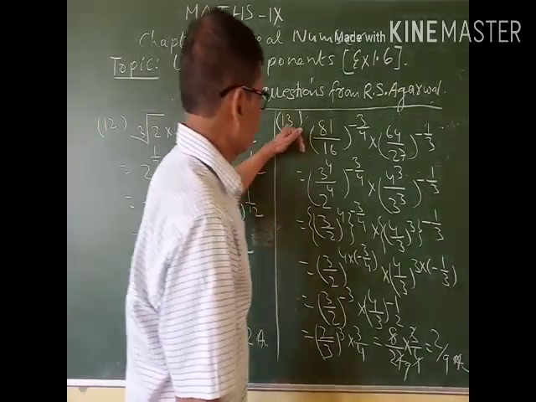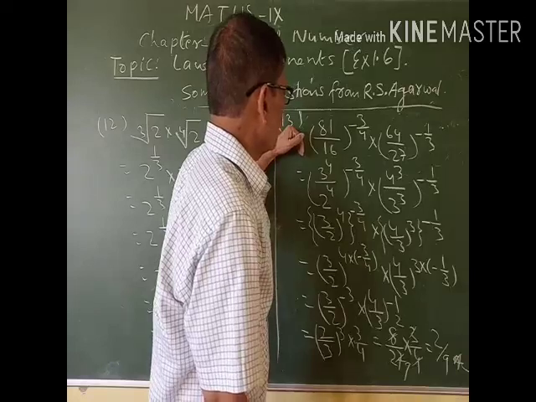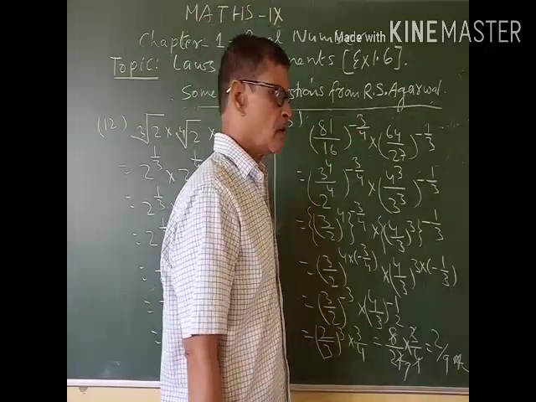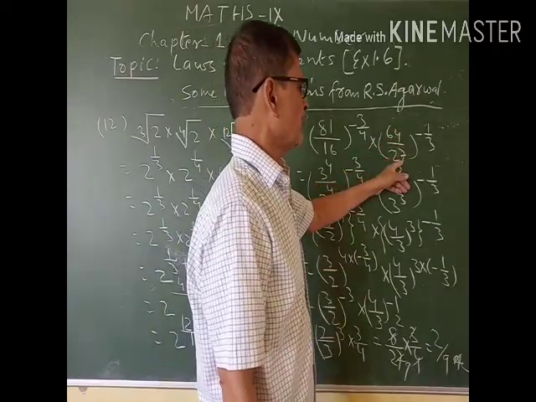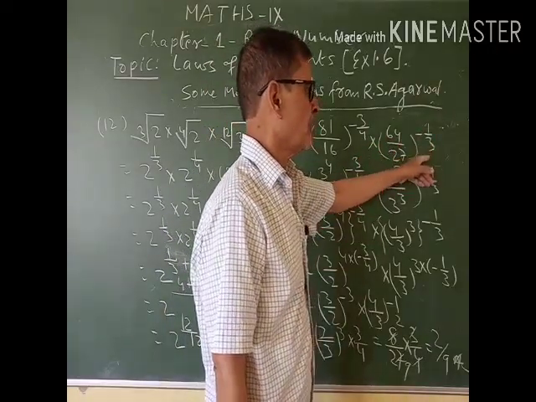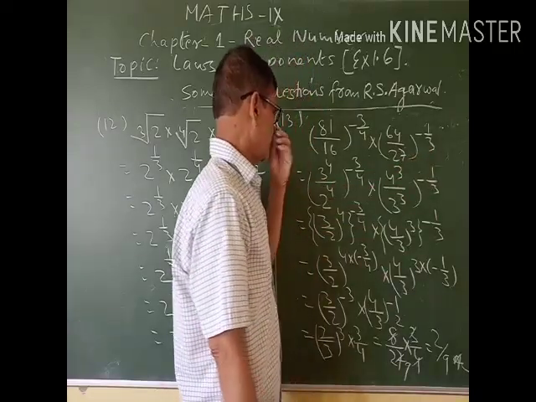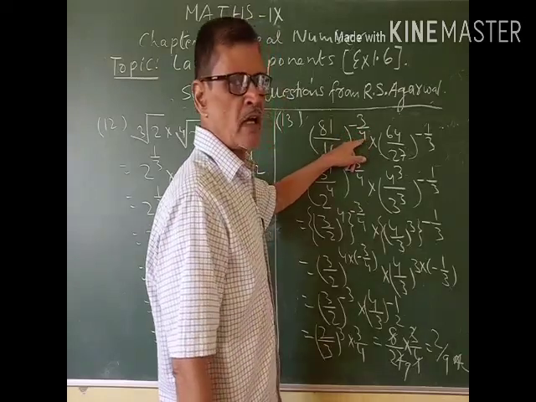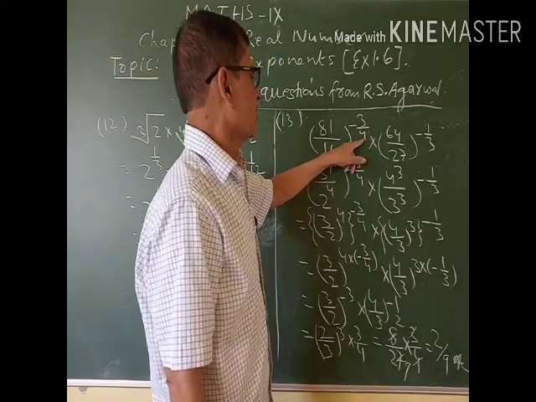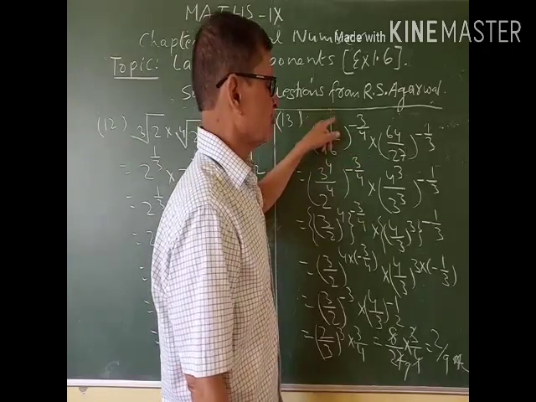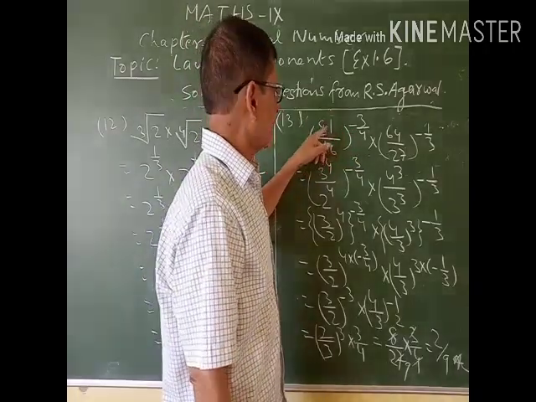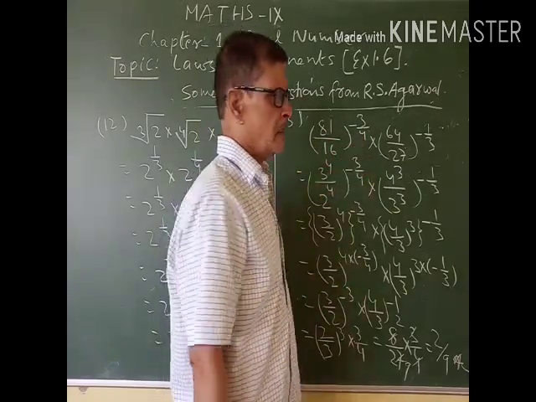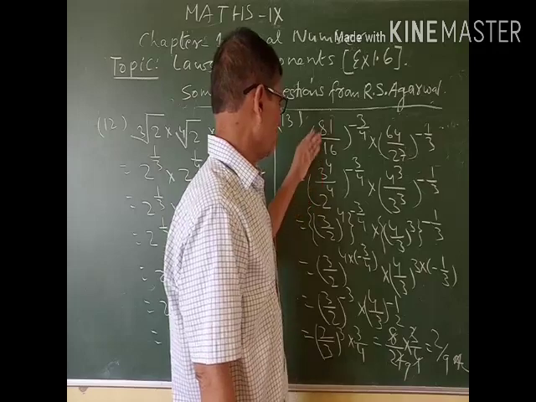Now come to the question number 13. 81 by 16 to the power minus 3 by 4 into 64 by 27 to the power minus 1 by 3. The 4 in the denominator decides by what exponent this should be raised. 1 by 4 is in the denominator, therefore with respect to 4 we have broken this.